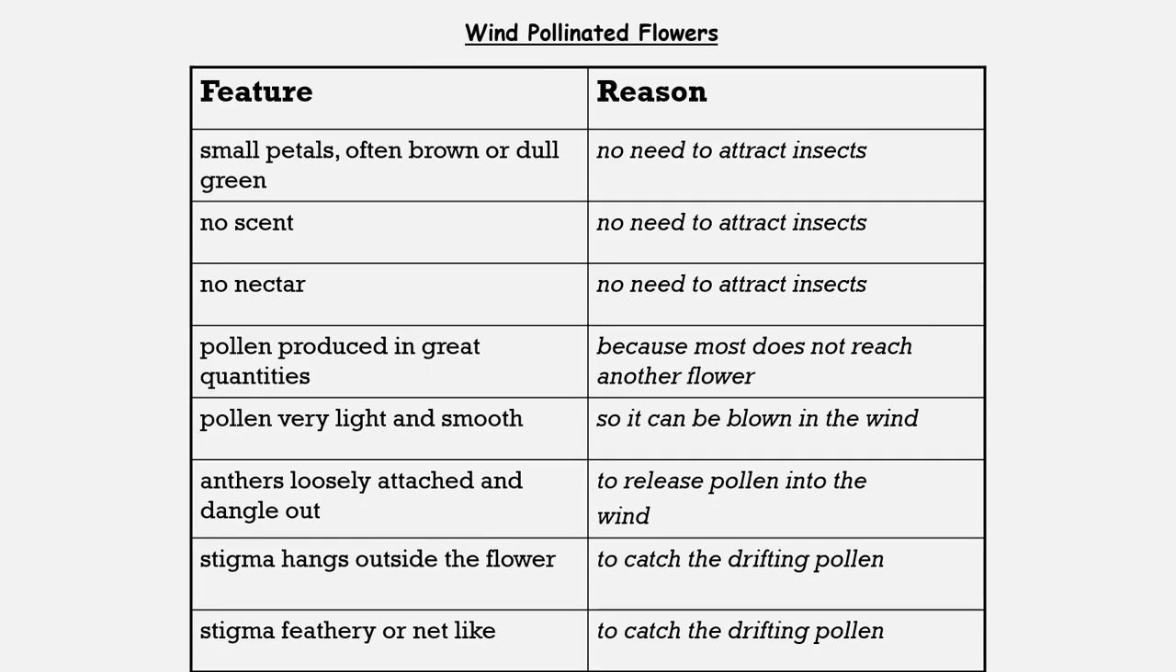So again, here's wind-pollinated flowers. Because you've got no nectar, you've got no scent, you don't need to worry about attracting insects. Pollen is produced in great quantities because a lot of it doesn't reach another flower. It's very light and smooth, so it can blow in the wind. The anthers dangle out so they can release the pollen in the wind. The stigma hangs outside the flower to catch any drifting pollen that happens to be flying by. And the stigmas are also feathery or net-like, also to catch drifting pollen.